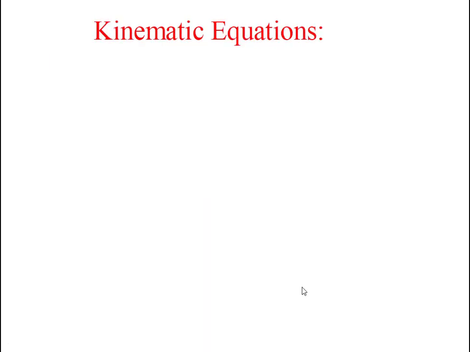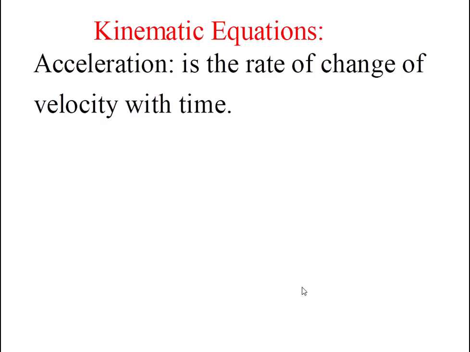Let us see some kinematic equations. Acceleration is the rate of change of velocity with time. So acceleration is mathematically defined to be (v minus u) over t, where v is the final velocity, minus u, which is the initial velocity, divided by t, which is the time taken. And displacement is the average velocity times t.